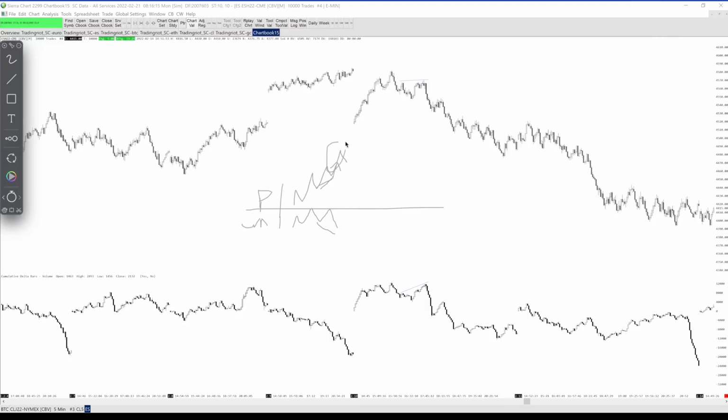And this leg then will be much quicker, because all these people who sold into the pullback here will start covering their short positions, and it will result in an even faster move higher. So this is really how I like to use the cumulative volume delta.